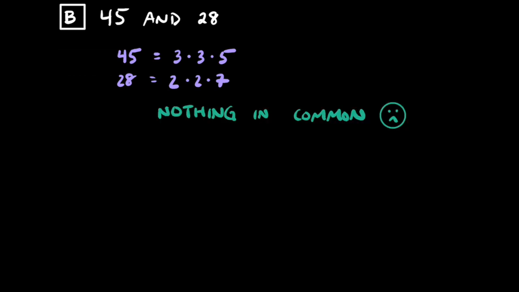At this point, you should notice that 45 and 28 don't have any common prime factors here. This is where you have to be careful and don't say that they don't have a GCF. All numbers have a GCF. The GCF for 45 and 28 is going to be 1. Even though they don't have any prime factors in common, 1 is still a common factor of 45 and 28.